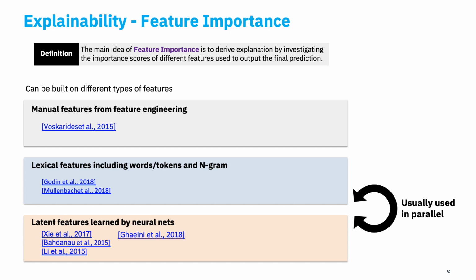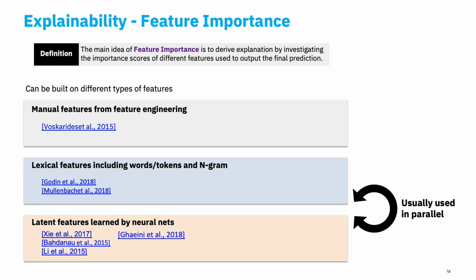Features are the building blocks of any machine learning approach, and these features can be manually crafted features, usually adopted by traditional machine learning methods, or they can be latent features learned by more advanced machine learning techniques such as deep learning. Showing the importance scores of these features can provide explanations to the end user of how the final decisions are made by the AI models that use these features.